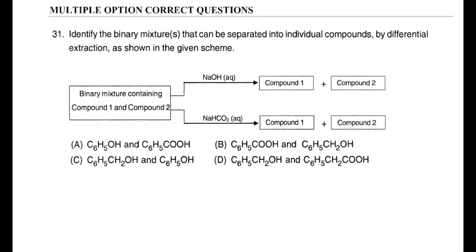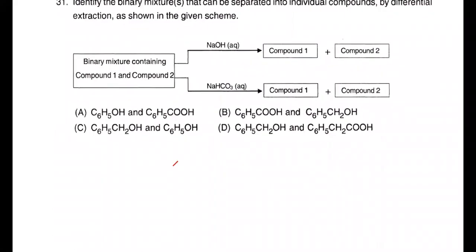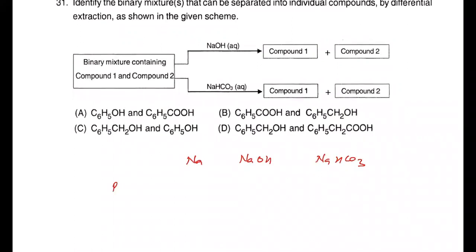the figure. It's given a binary mixture containing compound 1 and 2. When we add NaOH, then also it is distinguishing between compound 1 and 2. And when we are adding NaHCO3, it is distinguishing between compound 1 and 2. So at the time of VOC, I explained to you the 3 different reagents. We were using sodium metal, NaOH, and NaHCO3 for carboxylic acid, alcohol, and phenol.